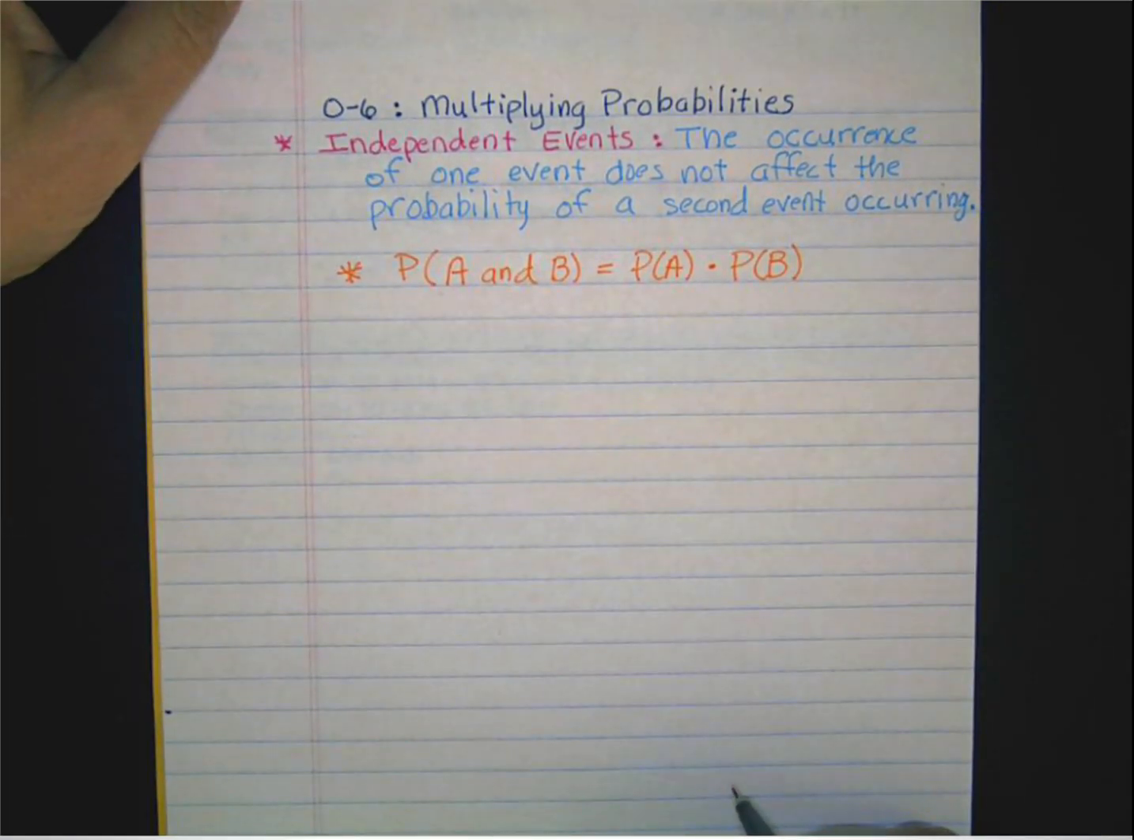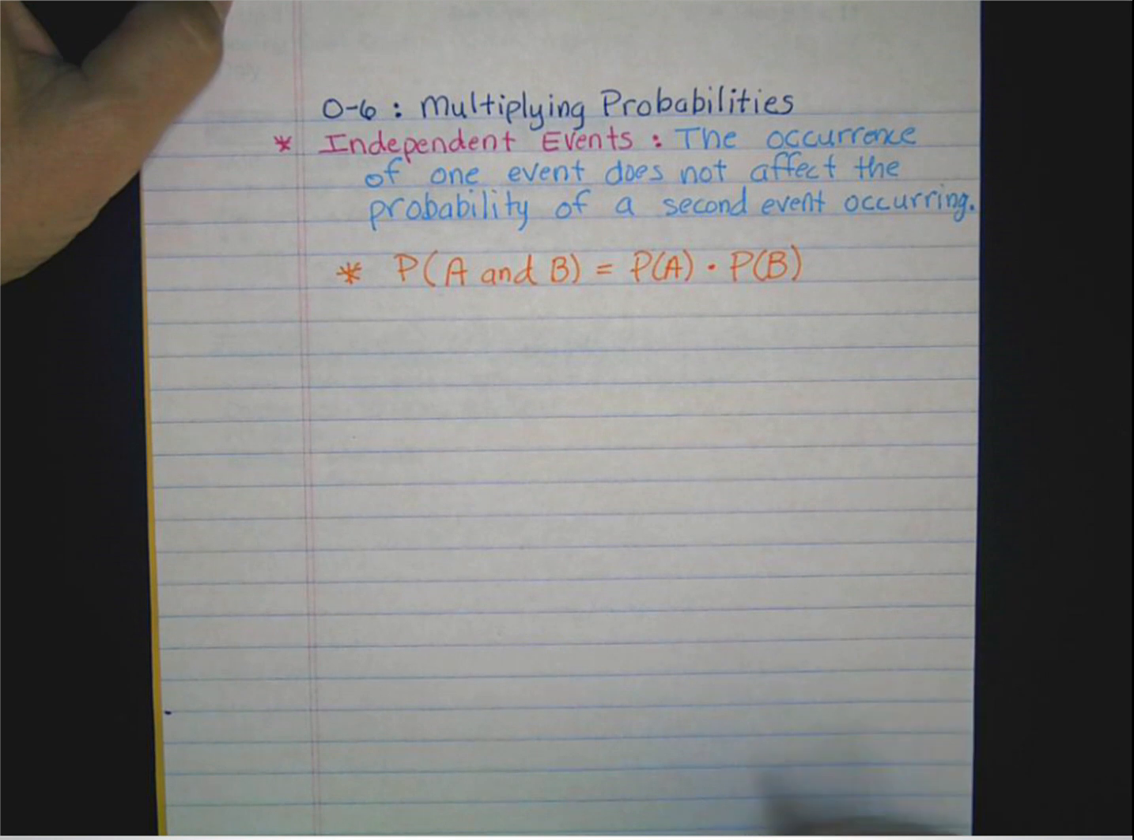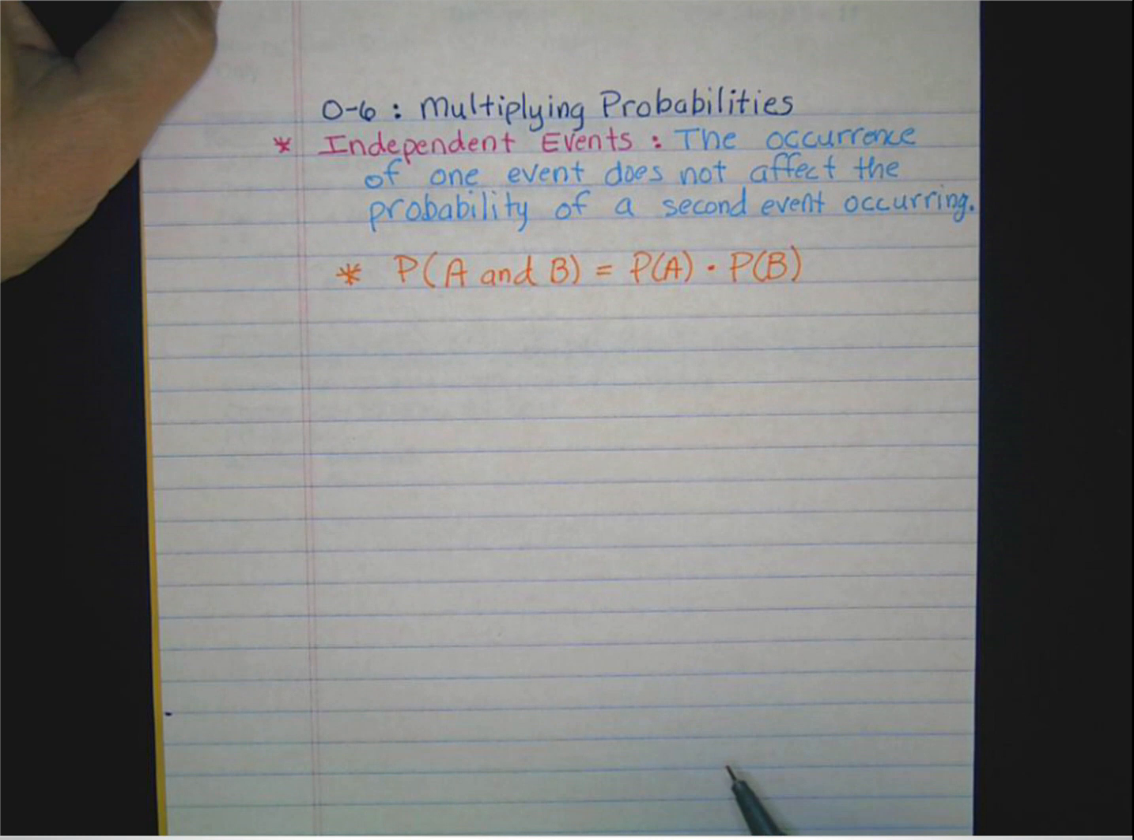We're going to go to 06 here, multiplying probabilities. Now, the other probabilities we were doing, they were ors. They were this or that happening. Well, this is going to be an and. Want two things to happen. Two different criteria or two different events. So the first thing we're going to do is look at independent events.